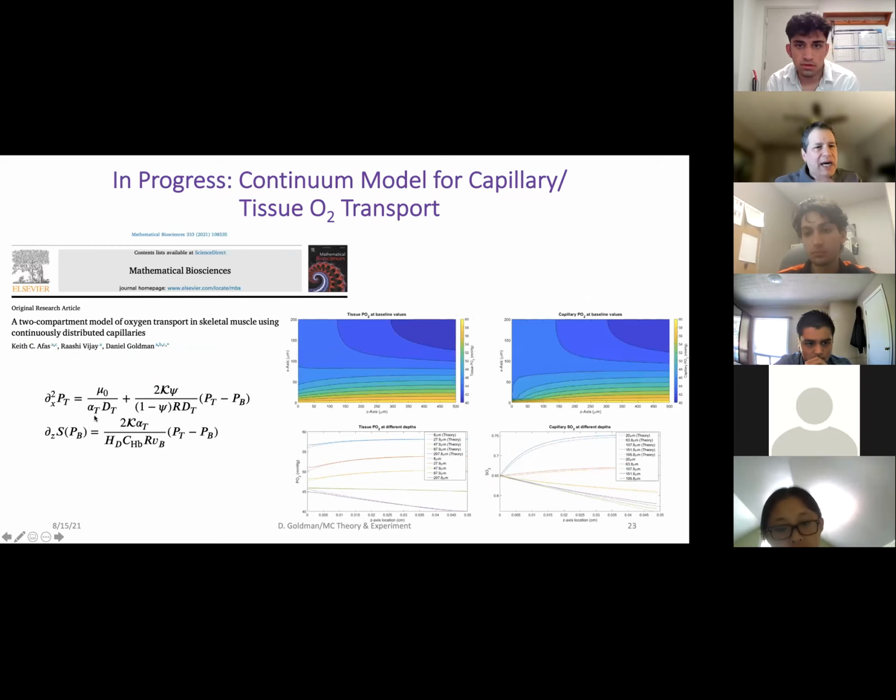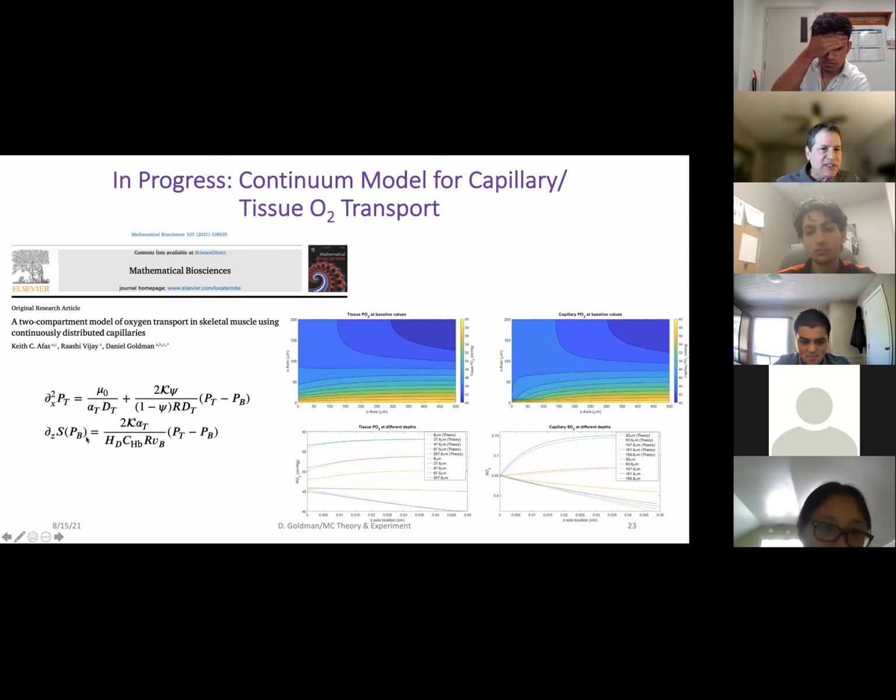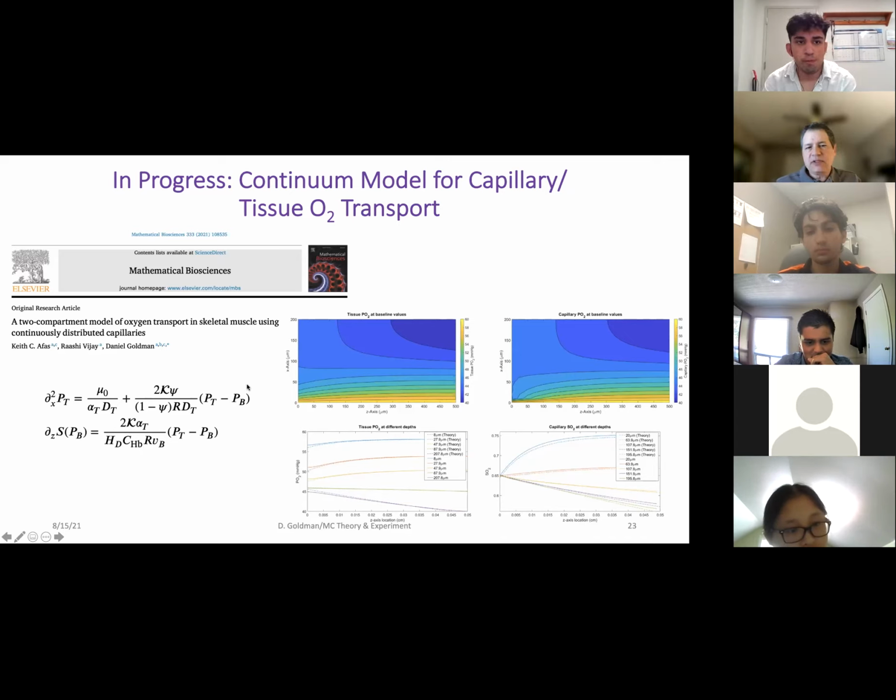And so to do something like that, we have to develop a method. With Keith Appis and some contributions from Rashi Vijay, we developed some equations that we can use to describe continuum transport. If we have capillaries and we assume they're spread out, we just have two compartments. One is tissue with a PO2, one is blood vessels or capillaries with a saturation. Then we can have transport equations, and this is steady state. This is like a diffusion term. This is a convective transport term. These are the two transfer terms, like mass transfer coefficients, the Ks.